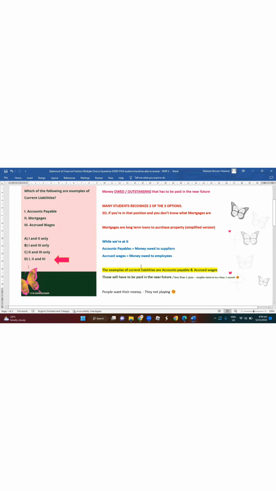The examples of the current liabilities are accounts payables and accrued wages. Those will have to be paid in the very near future, right? Those are outstanding money that will be paid in the near future. It's going to be paid in less than 1 year, maybe even in less than 1 month, right? People want their money, they are not playing. So again, if you did not know this, please take note: accounts payables and accrued wages. These are money outstanding that the company has to pay in the near future.